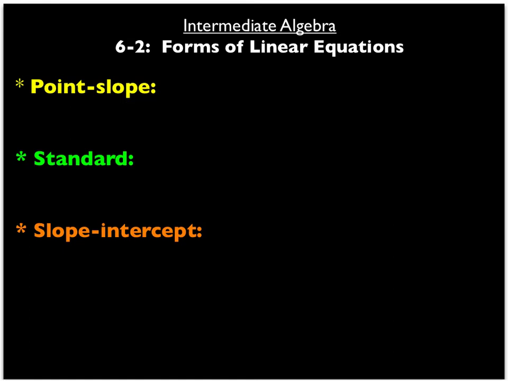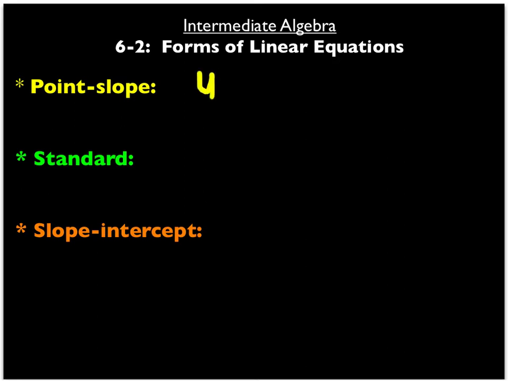It's time for the second lesson in this chapter 6, Forms of Linear Equations. And this is pretty much the meat and potatoes of this whole chapter as we learn about these various forms. And I think most of these are ones that you've probably heard of before. First of all, three main ones as you can see: point slope, standard, and slope intercept.